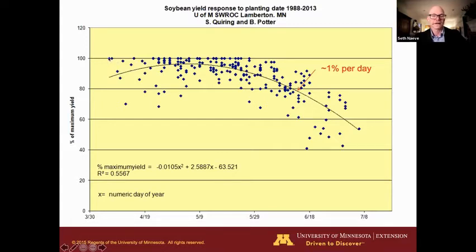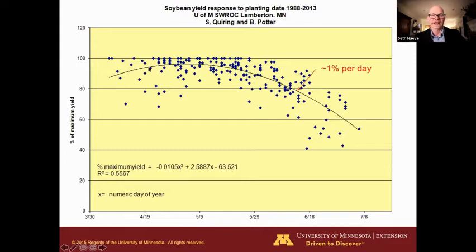An important thing to note is that between 1988 and 2013, you could see the individual planting dates maximized yields all the way from early April all the way through almost the end of May. There were years where we had planting dates in early April that were the highest yielding planting dates. And there were years where the highest yielding planting date was actually at the very end of May, almost into June.